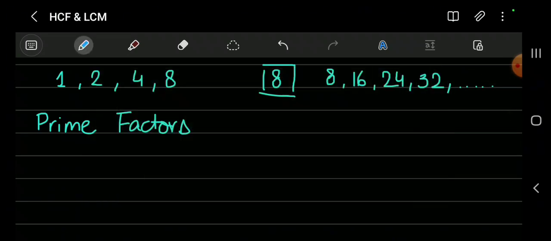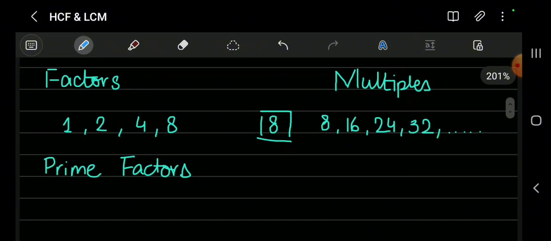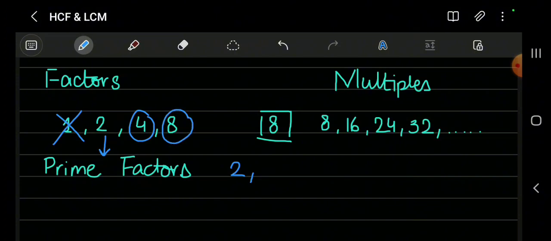So in the above example, let's discuss. 1 is not a prime number because it doesn't have exactly two factors. It has only one factor, that is 1, and the number itself is also 1. 2 is a prime number and is a factor of 8, so 2 will be a prime factor. And 4 is a factor, but it is not a prime number, so it won't be a prime factor. Same is the case with 8. 8 is a factor, but it is not a prime factor.